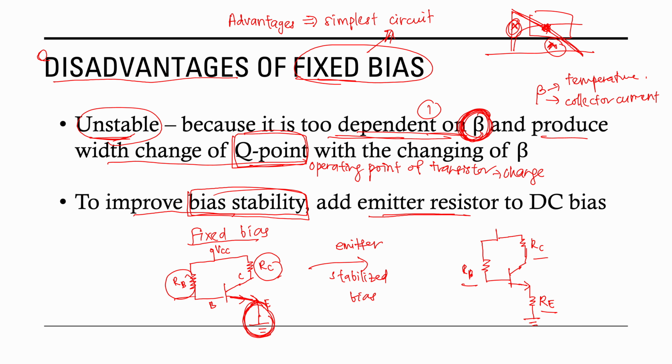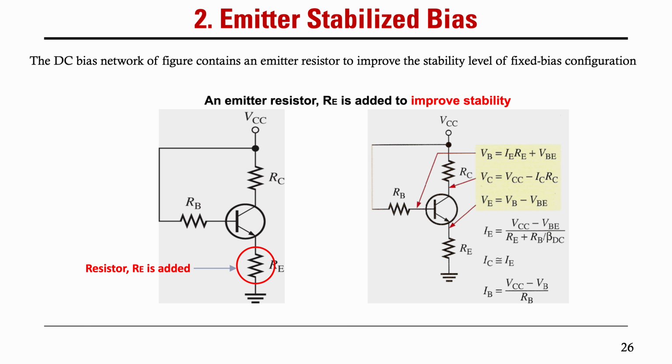Now we want to discuss what the emitter stabilized bias is. Emitter stabilized bias is introduced to improve the stability of the fixed bias configuration, as I mentioned earlier. What they do is add a resistor at the emitter junction. So now let's go to the analysis.